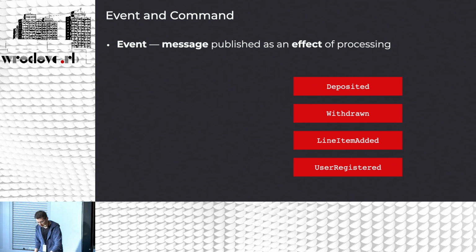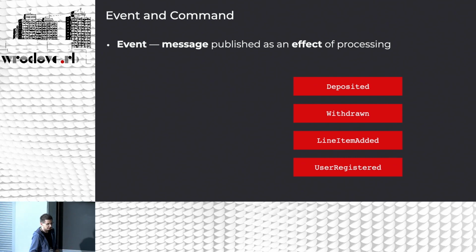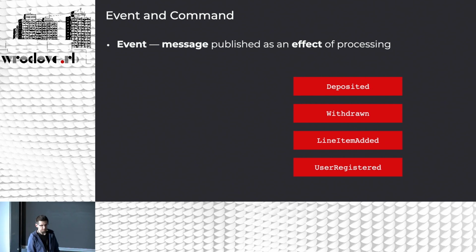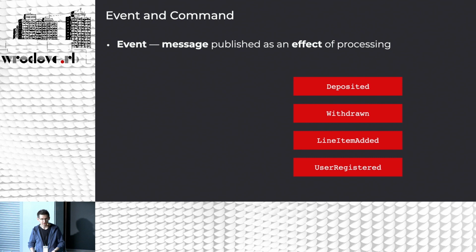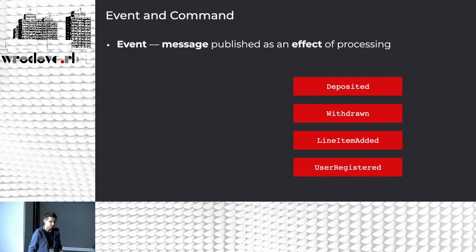You can describe an event in different ways, in real life, let's say. But in here, it's a message. If you have a component that has done something, it publishes an event, publishes a message to broadcast that it has done something, there was a change. So an event is a message with a specific purpose. What could have happened? Someone could have deposited money into a bank account, or someone could have added a line item, or a user might have been registered. So those are names of events.